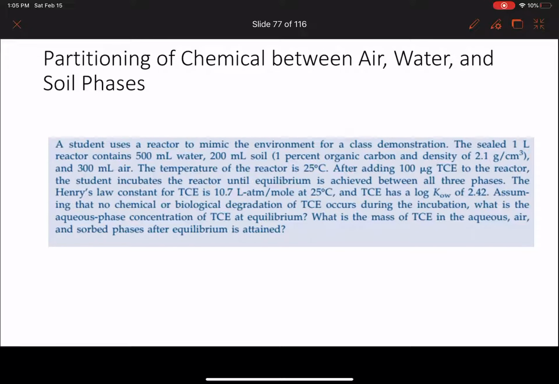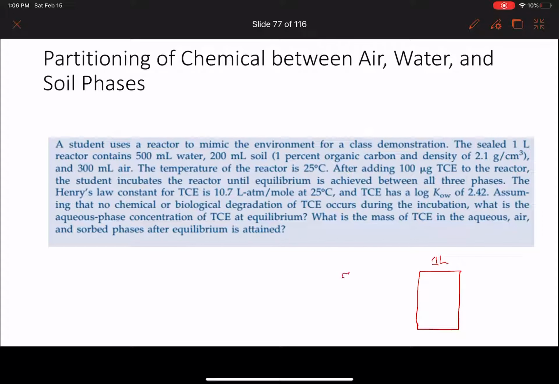Let's look at it. A student uses a reactor to mimic the environment for a class demonstration. The sealed 1 liter reactor, a tank, a container. It's total 1 liter. And it is sealed, which means that you lock it up. There is nothing coming out of this reactor. It contains 500 ml water.